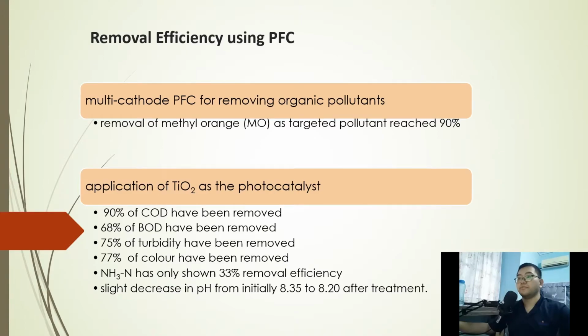According to the findings, the use of titanium dioxide as a photocatalyst in the PFC has a 90% COD removal rate and 68% BOD removal rate. Turbidity and color of the pollutants also showed high removal rates, which are 75% and above. However, the ammoniacal nitrogen only shows 33% removal efficiency. Furthermore, the removal of methyl orange has reached 90% using multi-cathode PFC.